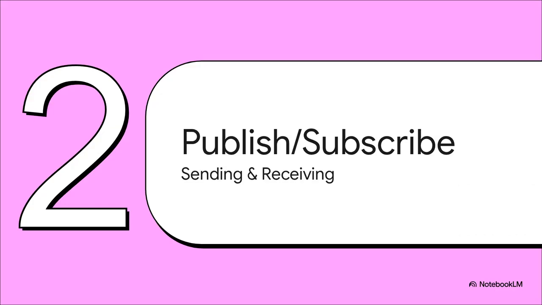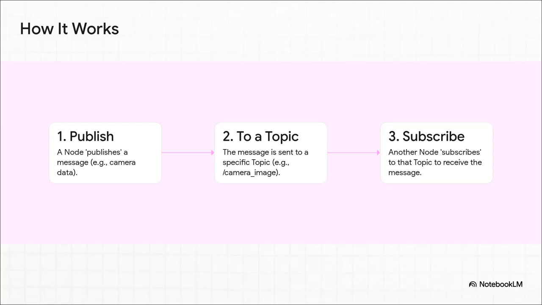Now, this whole system, this idea of sending messages to a specific address for anyone who's interested to pick up, is actually a famous concept in software called the publish-subscribe model. And this model right here is the engine that makes ROS so incredibly powerful and flexible. So here's how it works, in 3 easy steps. First, a node, let's say it's our camera node, publishes a message. It's basically sending a letter. Second, that message goes to a specific topic, like the camera_image PO box. And third, any other node that needs that info, like the navigation system, subscribes to that topic. It's essentially telling the post office, hey, let me know whenever new mail arrives at this address.